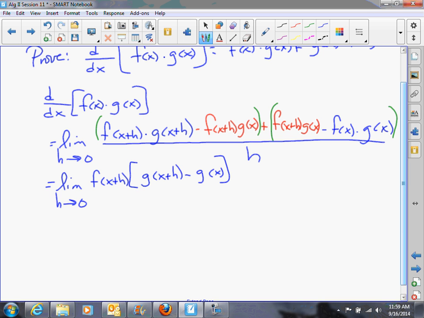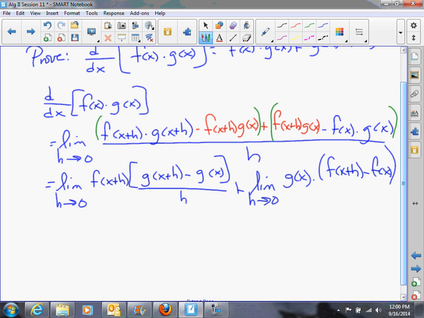And now this fraction is going to have h as a denominator, so I'm going to put the h right here. And then that's equal, plus the limit as h approaches 0 of, now I'm going to pull out of this one a g of x, and that's times the fraction f of x plus h minus f of x over h. I'm going to put the h underneath there. And now let's take some derivatives.